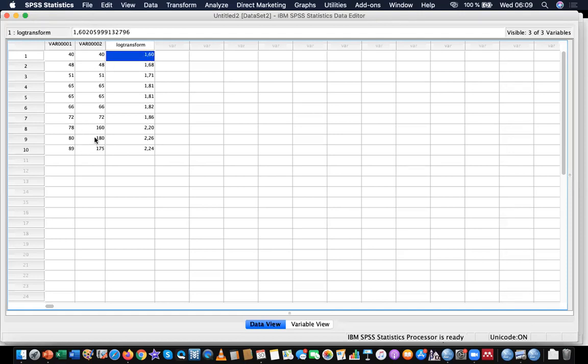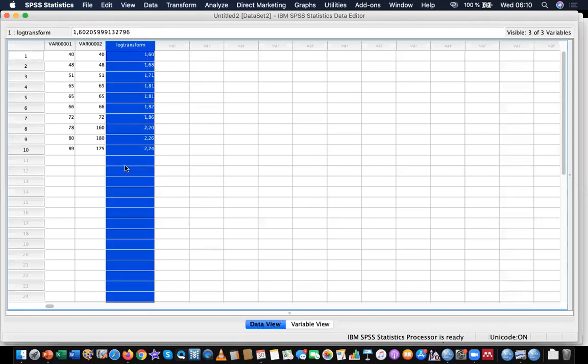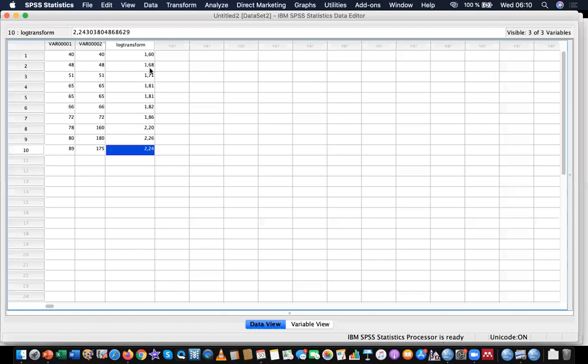Then look to this person who was 180. There was a difference of 140 kilograms between this heavy person and this light person. But when you take the logarithm, the difference has decreased pretty much. The person with the least weight has a logarithmic transformation of 1.6, while the most heavy is 2.2. So the difference has decreased. Therefore, since the gaps between each individual have decreased, it will be easier to work with it because you don't have any more the extreme values.